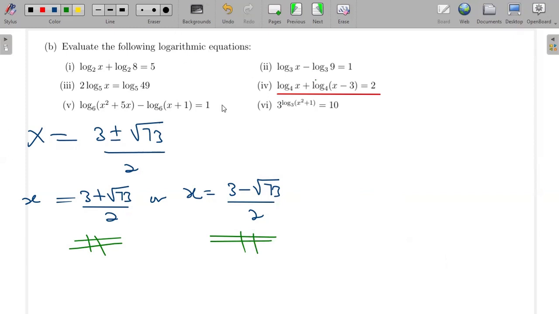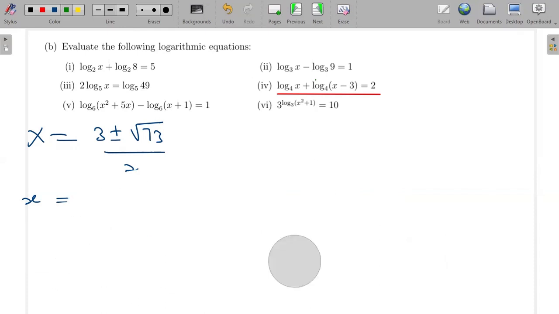Okay, let's look at question 5. And then the other one, I'll leave it for you to try out. Okay, then that will be all for today.